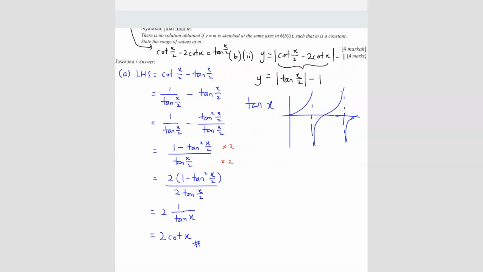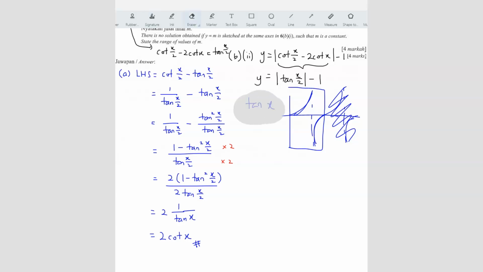But now you are only drawing what? X over 2. That means half a cycle only. It's not a full cycle. This is a full cycle, but you only want half a cycle. So that means you only want this part, half of it. So we're not going to draw this part, just this and this. Clear? So let me erase this.